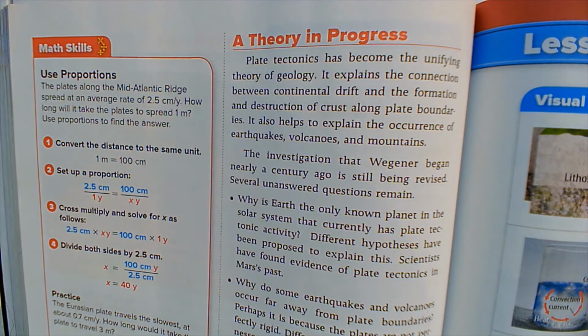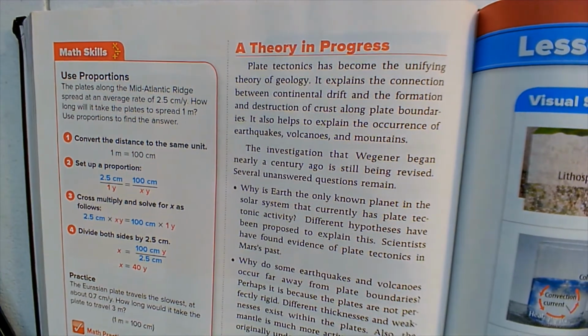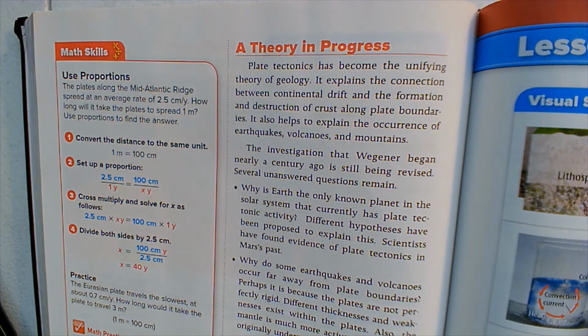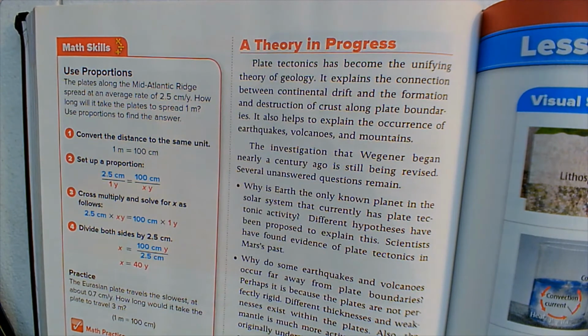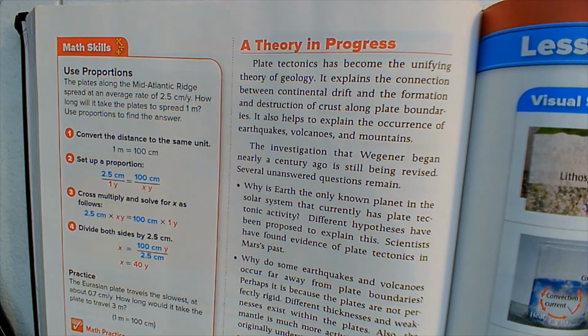A theory in progress, on page 330. Plate tectonics has become the unifying theory of geology. It explains the connection between continental drift and the formation and destruction of crust along plate boundaries. It also helps to explain the occurrence of earthquakes, volcanoes, and mountains. The investigation that Wegener began nearly a century ago is still being revised.